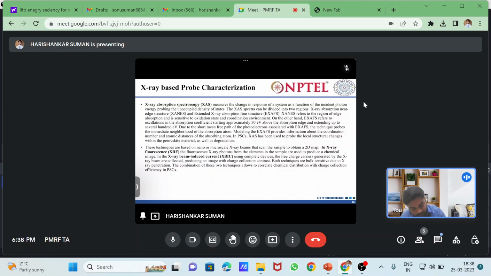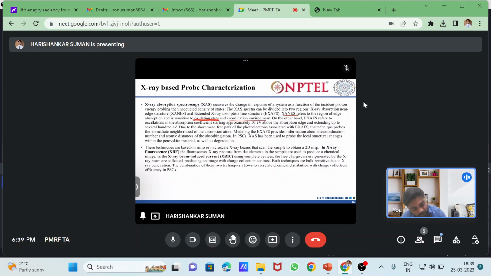Let's read here. X-ray absorption spectroscopy measures the change in response of a system as a function of incident photon energy, probing unoccupied density of states. The X-ray spectra can be divided into two categories: X-ray absorption near edge structure, named XANES, and extended X-ray absorption fine structure. XANES refers to the edge region, absorption sensitive to oxidation state. This can sense oxidation state or coordination environment.